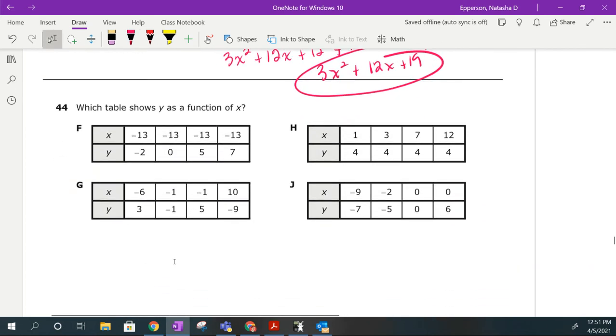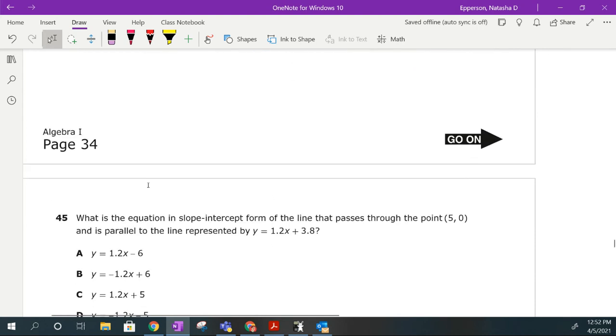All right, which table shows y as a function of x? That means I want to look to make sure that the x value doesn't repeat. F, x value repeats. H, we've got 1, 3, 7, 4. That looks really good. G, we've got -6, -1, -1. That eliminates it. J, we've got -9, -2, 0, 0. That eliminates it. So by understanding the x doesn't repeat, H has to be the answer.